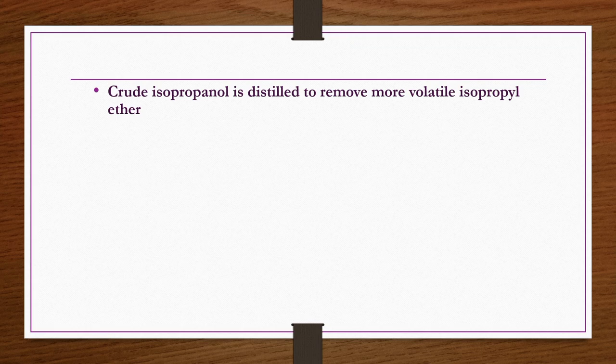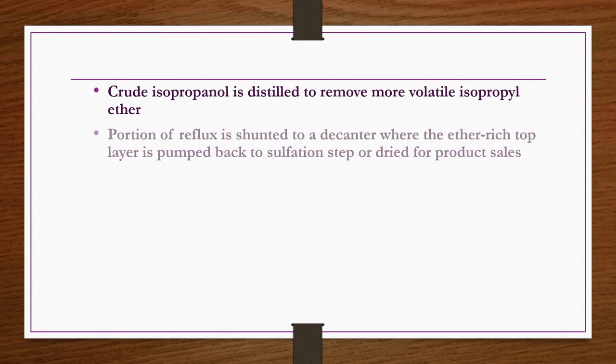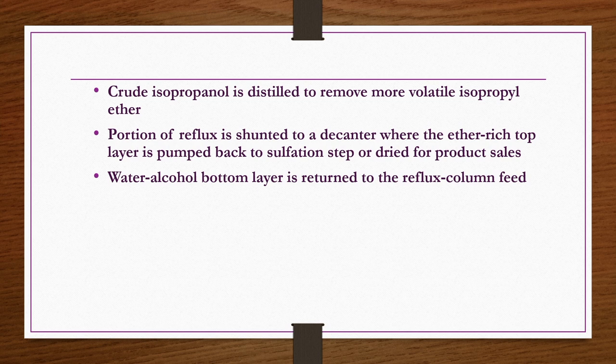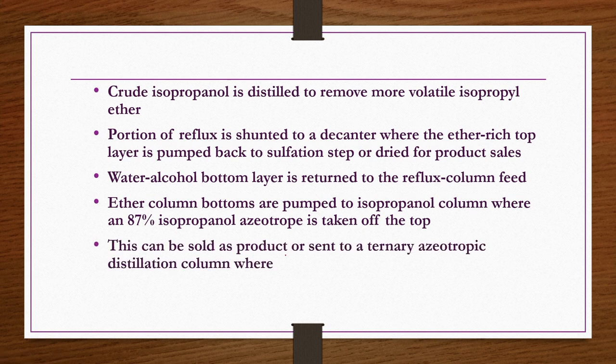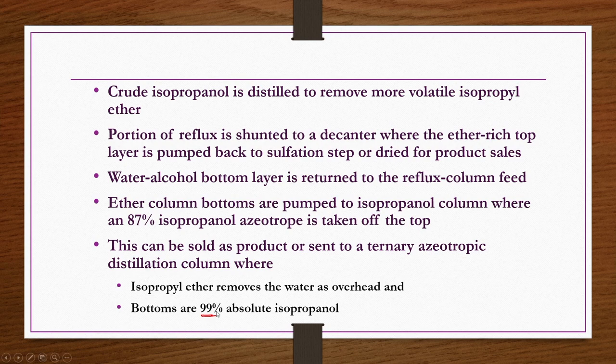Crude isopropanol is distilled to remove the more volatile isopropyl ether. A portion of the reflux is shunted to a decanter where the ether-rich top layer is pumped back to the sulfation step or dried for product sales purposes. The water-alcohol bottom layer of the decanter is returned to the reflux column feed. Ether column bottoms are pumped to the isopropanol column where an 87% isopropanol azeotrope is taken off the top. This can be sold as product or sent to a ternary azeotropic distillation column where isopropyl ether removes the water as overhead and then the bottoms are 99% absolute isopropanol.